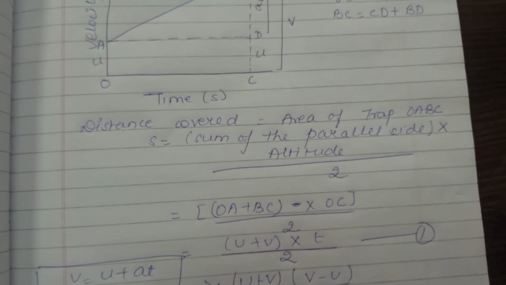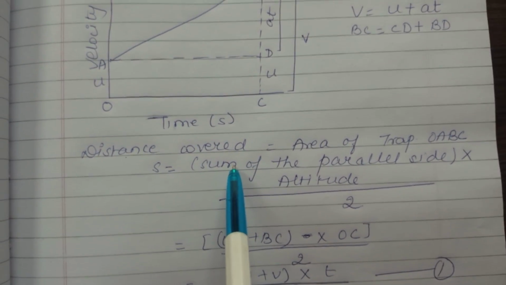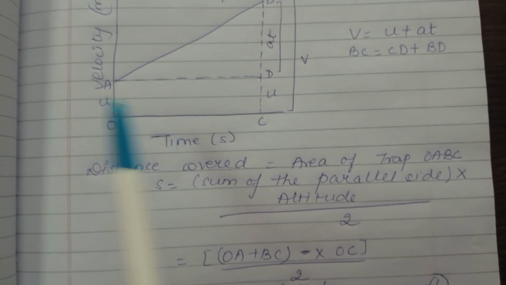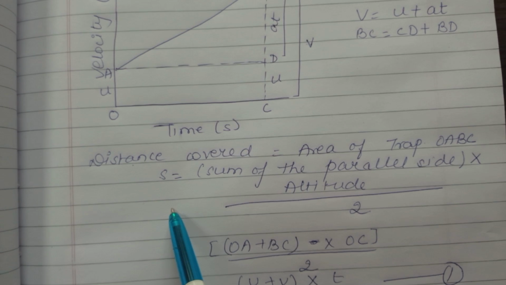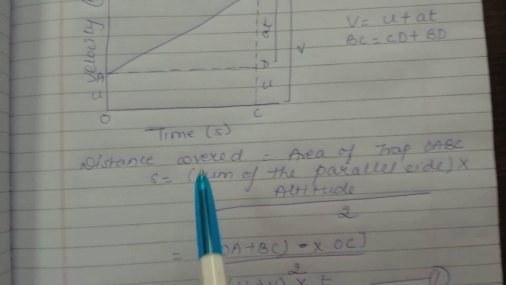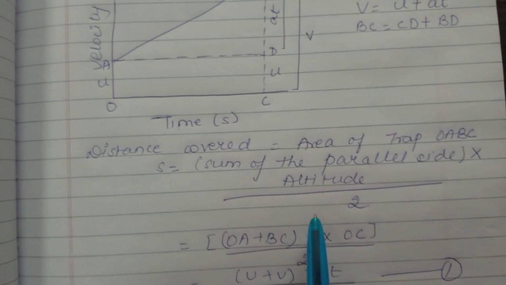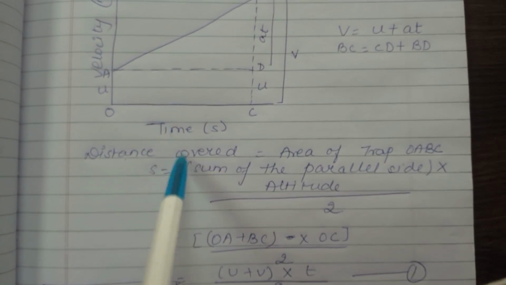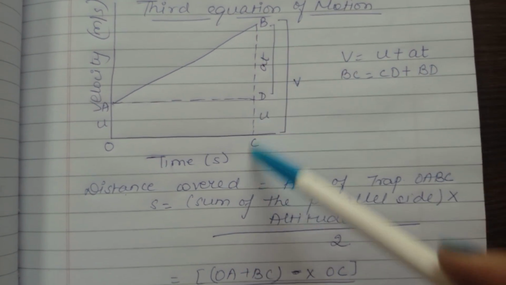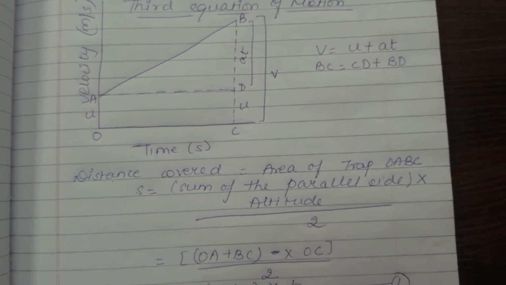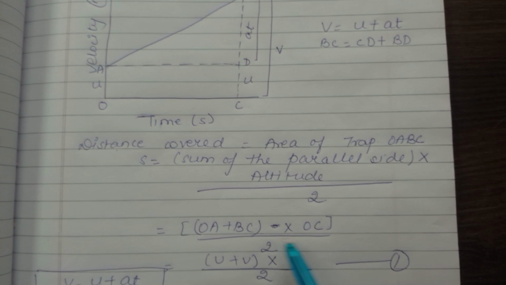So now coming on to the solution of this graph. We want to find out the distance covered by the object. This distance will be the area of the trapezium OABC. Now the area of the trapezium, you must be knowing the formula. It is the sum of the parallel sides multiplied by the altitude divided by 2. So here the parallel sides are OA, BC, and the altitude is OC. So we multiply it by OC and divide by 2.